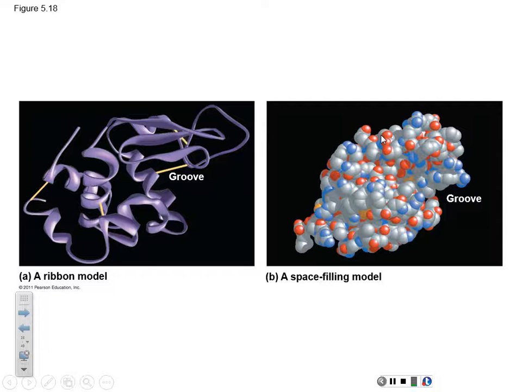What's going on over here? I don't know, probably not that big a deal. What's going on over here? Oh my gosh, that's a pretty big pocket. There's probably something really important happening there. So here they call it a groove. That groove is associated with the enzyme's active site.